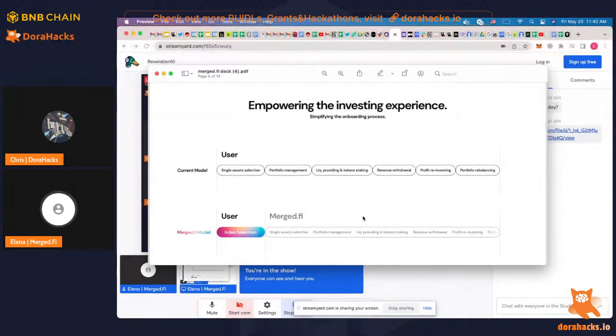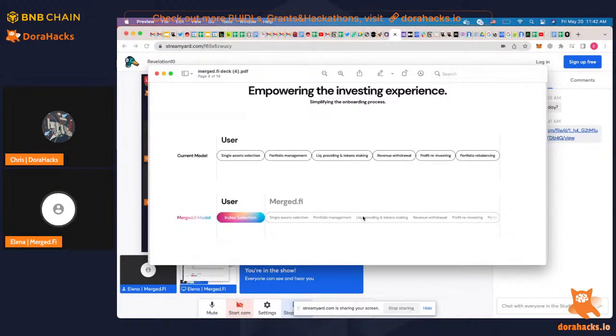The main idea is to empower the investing experience for users and simplify the onboarding process. Because now if a newcomer wants to start investing in indexes in crypto, they have to do lots of steps. First of all, select a single asset, then do portfolio management, then provide liquidity if it's DeFi. Sometimes it's quite complicated even for people who are already in crypto, because you need to provide liquidity, then stake the LP token, do revenue withdrawal, profit reinvesting and portfolio rebalancing. What we're offering is that the user just selects an index, and Merged.Fi will do all the other steps for them.